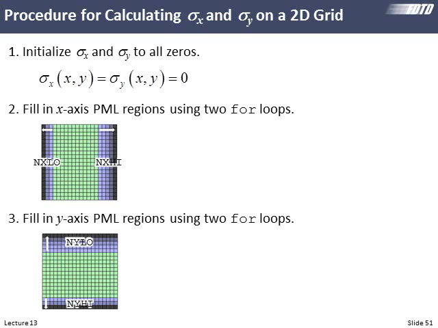I then, in sigma x, use 2 different for loops to fill in my 2 different PML regions. I use 2 more for loops to fill in the 2 different PML regions for sigma y, the y PML regions. So overall, there's 4 for loops that happen to fill in the PML regions because the different PMLs can be of different sizes. If they were all the same size, I guess we could cram this into one for loop, but then you wouldn't have the freedom to change their sizes. So I think it's just a little bit more complicated to use 4 for loops than just one loop, but it gives us some flexibility that can be useful.